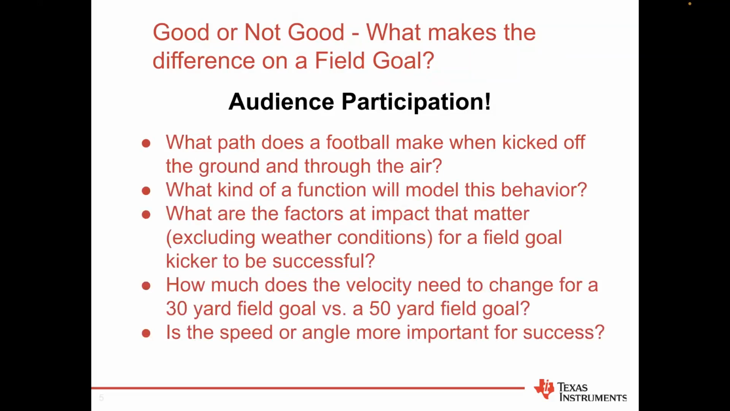Questions to ask: what path does a football make when kicked? What kind of a function will model this behavior? What are the factors that matter, excluding wind conditions, such as the length, the velocity of the kick, the angle of the kick, those kind of things? How much does the velocity need to change for a 30-yard field goal versus a 50-yard field goal? And what are the differences between those two?